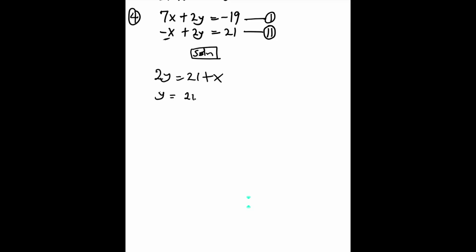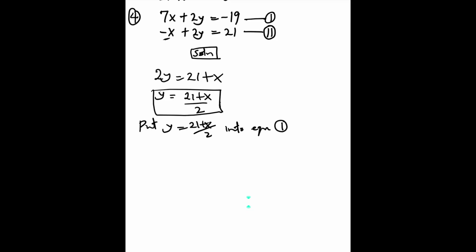So we can write y as y equals 21 plus x over 2. Okay, so y will be equal to 21 plus x over 2. So now we are going to put y equals 21 plus x over 2 into equation 1. So that will be 7x plus 2 into 21 plus x over 2, is equal to minus 19.